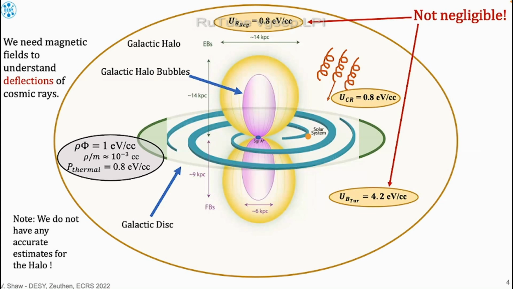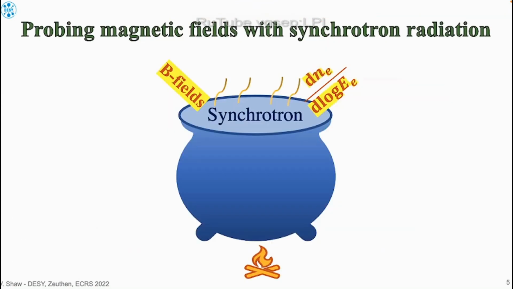However, of course, we do not have accurate estimates of these energy densities, at least for the magnetic field, in both regular and turbulent components, and these numbers are mostly motivated by extragalactic, so external galaxy, observations. So what is one way of probing magnetic fields in the galactic halo? One of the ways would be looking at synchrotron, and synchrotron requires two ingredients: magnetic fields and a non-thermal electron distribution. So first, let's look at magnetic fields.